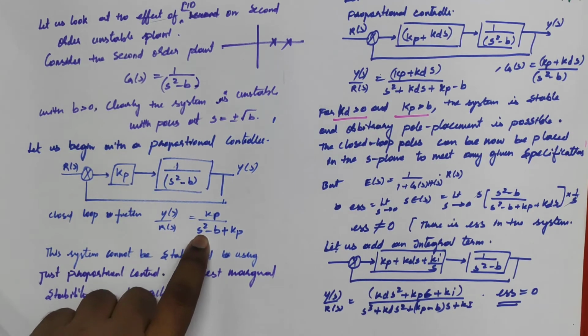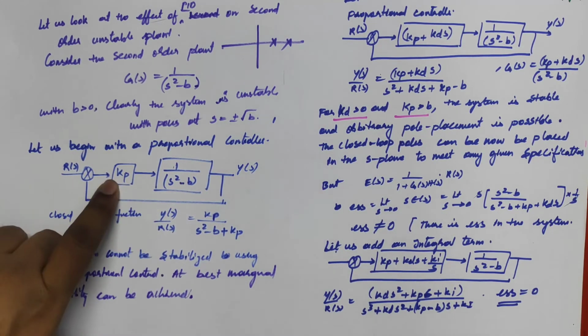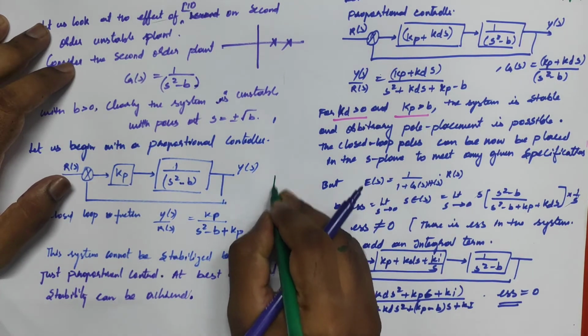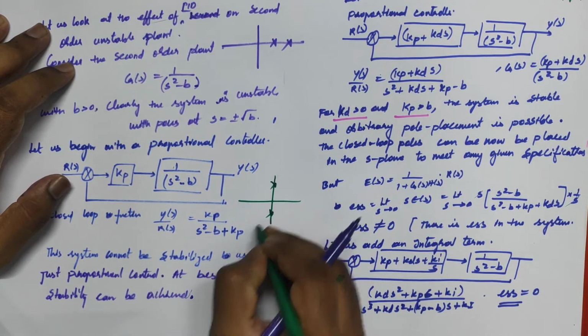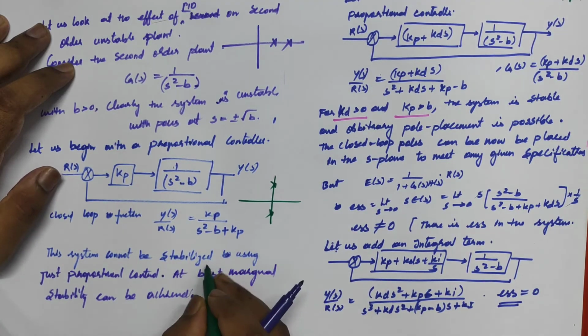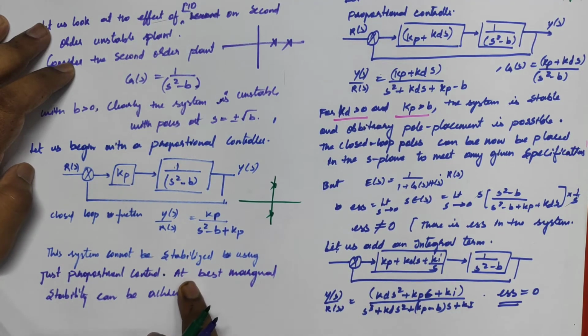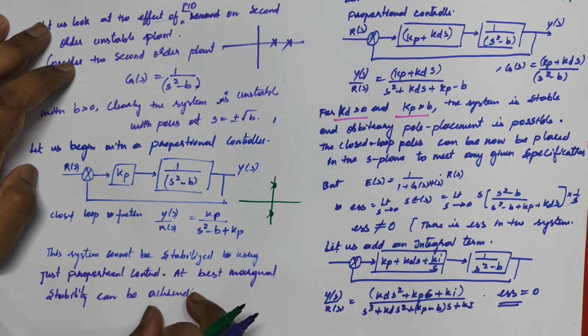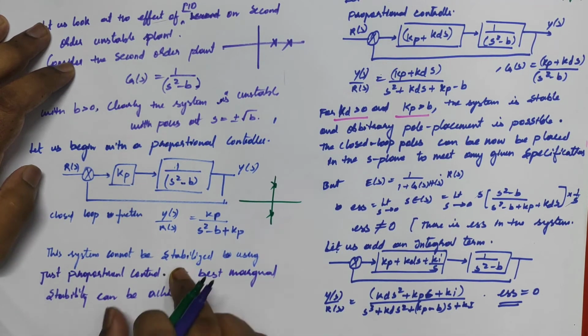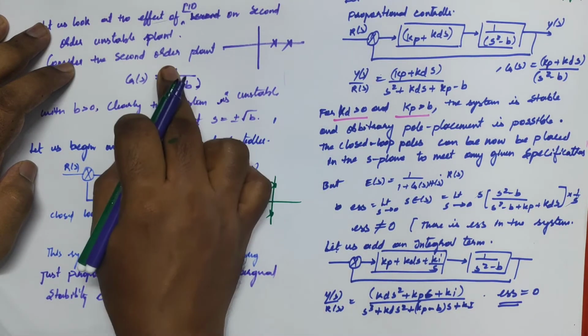Why? Because while increasing the proportional gain, this gives poles only on the imaginary axis. If you draw this, s square equal to root of something, so here we can give marginal stability only, but complete stability is not possible if you use proportional control for this system.